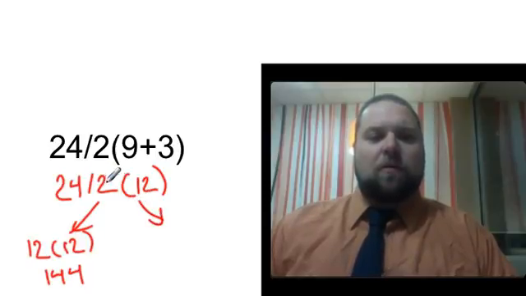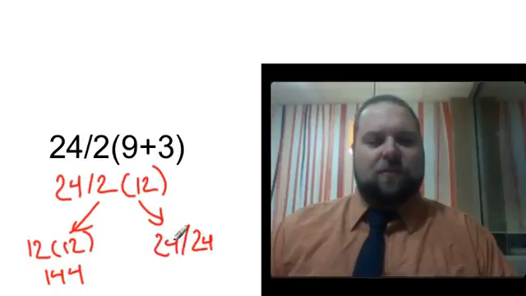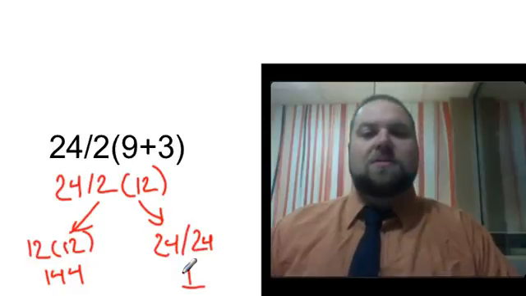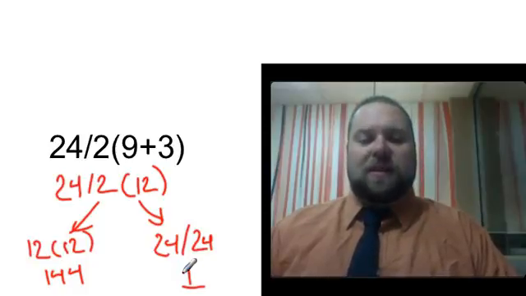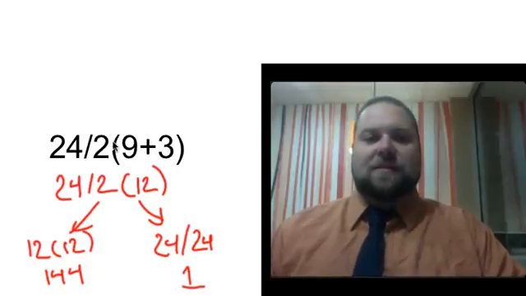Or we could do the multiplication first. 2 times 12 would be 24. And then we would have 24 divided by 24, which is, of course, 1. So depending on what order we do these things in, we get different answers. That means it becomes incredibly important that we all decide to do them in the right order.